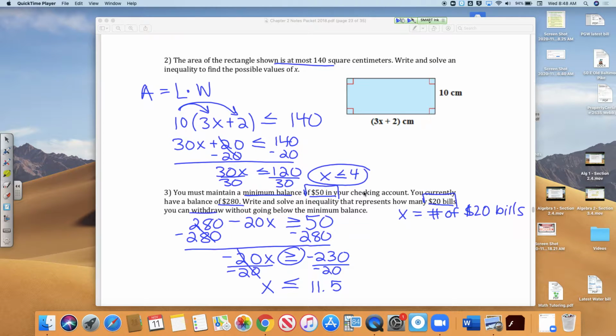Because if you take 12 $20 bills out and you put it in here, your minimum balance will not be greater than 50. Because 12 times 20 is 240. And 280 minus 240 is $40. It has to be greater than or equal to 50. So this is an interesting one because since we can't have a fraction of a $20 bill, we actually have to round this one down. The final answer would be x is less than or equal to 11. You would take out less than or equal to 11, 11 at the maximum amount of bills in order to have that minimum balance of at least $50.